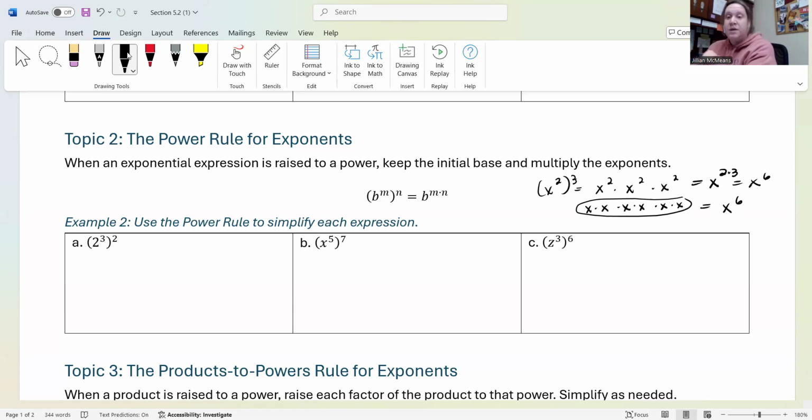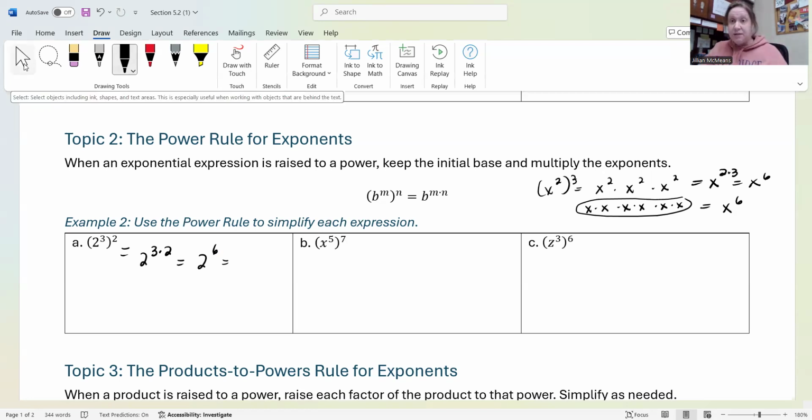So again, when you have an exponential expression raised to an additional power, you keep the base and you multiply your exponents. So this time we have 2 to the 3rd squared. Well, this is going to be 2 to the 3 times 2 power, which is going to be 2 to the 6th.